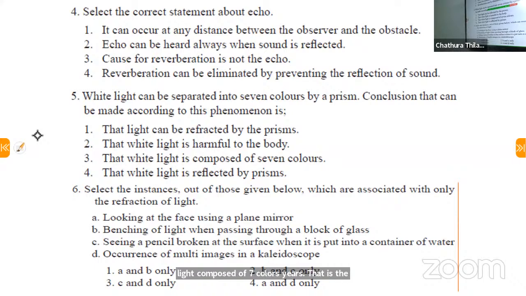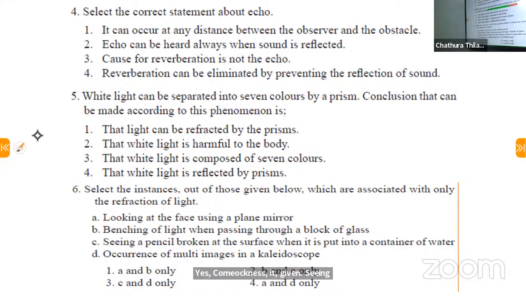Last one, 6. Select the instances out of those given below which are associated with only the refraction of light. Only the refraction of light. A. Looking at the face using the plane mirror. Is it correct? No. Bending of light when passing through a block of glass. Yes, correct.